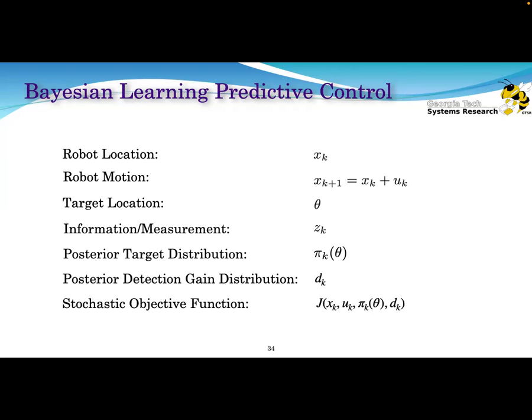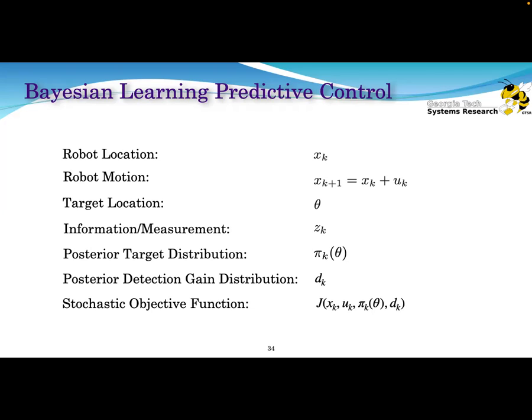For that, we can introduce something called Bayesian learning-based predictive control. We treat the robot locations as a state variable xk, and we assume the robot motion is very simple. It can be very complicated, but here let's stay with very simple. We treat the target location as theta, a parameter that we don't know. Suppose we have some information and measurement, zk, and we put in the posterior target distribution as pi k, and the posterior detection gain distribution as Dk, which I already introduced before.